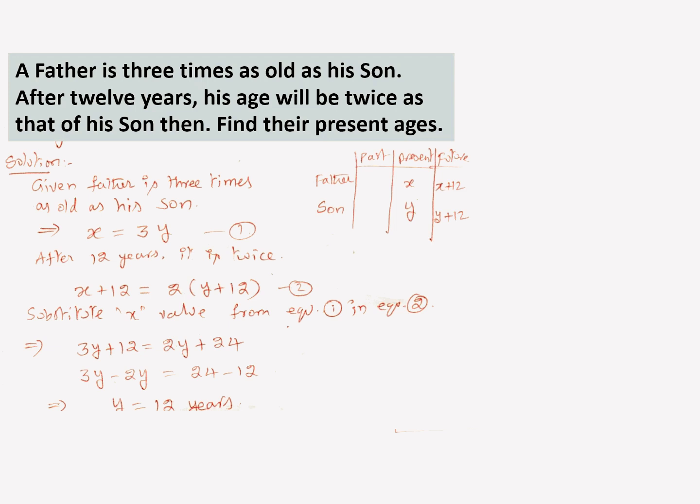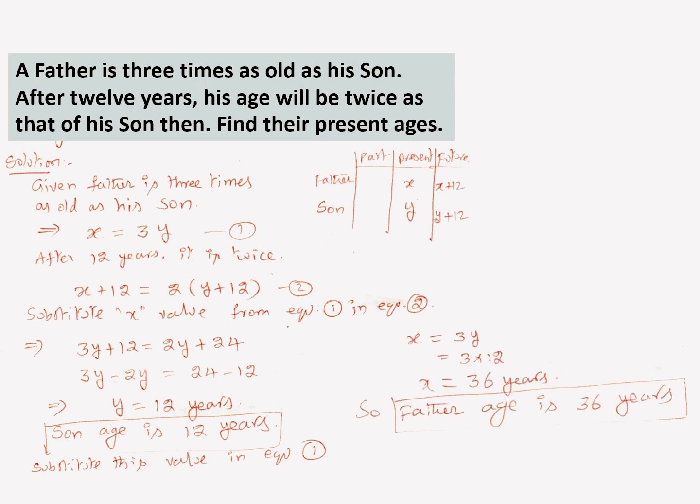That means son's present age is 12 years. Since you know son's present age, you substitute in equation 1 or 2, either. So I will substitute in equation 1. Then x equals 3 into y, that is 3 into 12, that equals 36 years. So father's age is now 36 years.